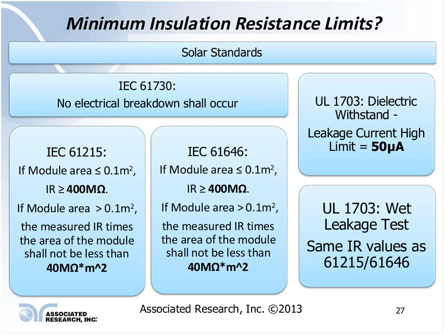However, if your module area is greater than 0.1 meters squared, the measured IR value times the area of the module shall not be less than 40 megaohms times your meters squared. They understand in this case that the bigger module, if you're wetting the whole thing or putting the whole thing in a saline bath, you have a lot more surface area there. So they give you a little bit more tolerance on the values. But you're still in the 40 megaohm range or greater. So it could technically be less. Let's say you have a 0.2 meters squared, then you're talking 20 megaohm. But you're still talking the megaohm range.